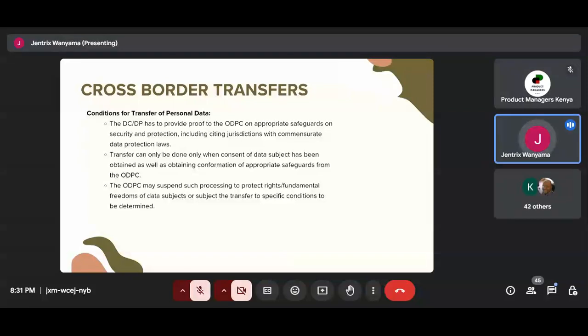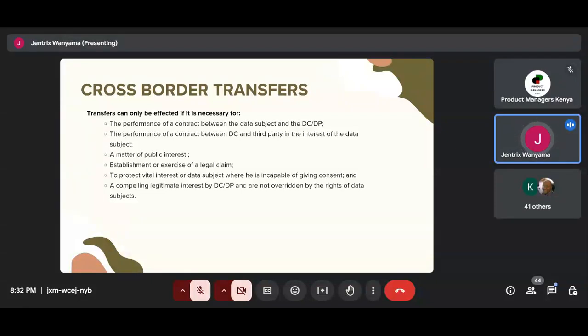A transfer can also only be done when consent of the data subject has been obtained. I think we've already covered that one. And the ODPC may suspend processing such information to protect the rights and fundamental freedoms of the data subject. So when we're talking about the jurisdiction, the extraterritorial reach, remember we said that the right to privacy is actually a fundamental right. It's not just one of those things that can be taken lightly. So it's so serious that the ODPC can decide to step in where they see that a fundamental right or freedom is being infringed upon.